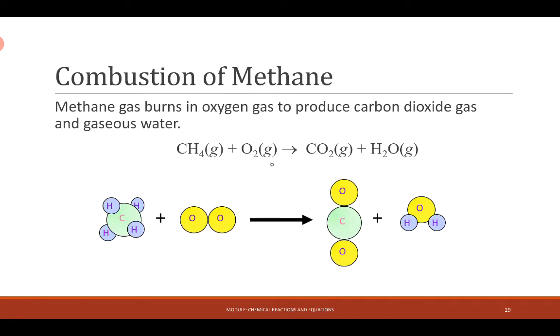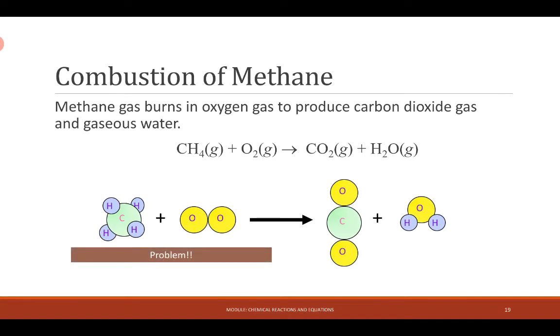Additionally, chemical reactions need to represent the changes that have occurred. So this chemical reaction shows the combustion of methane. It says CH4 plus O2 equals CO2 and H2O. This tells us that when we burn methane with oxygen, we produce carbon dioxide and water. But there's a problem with how this is written right now. Do you see it?